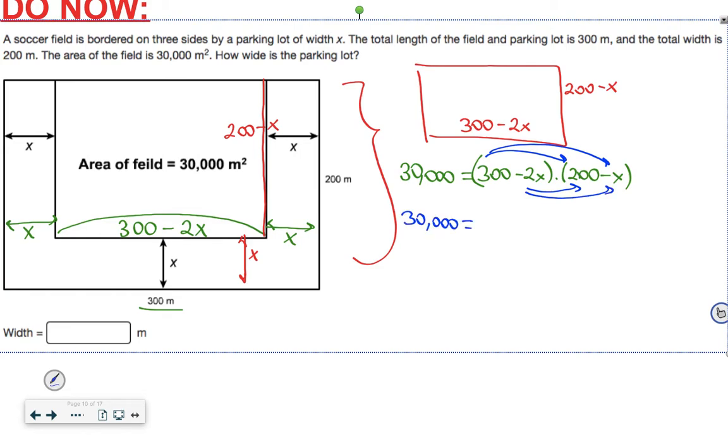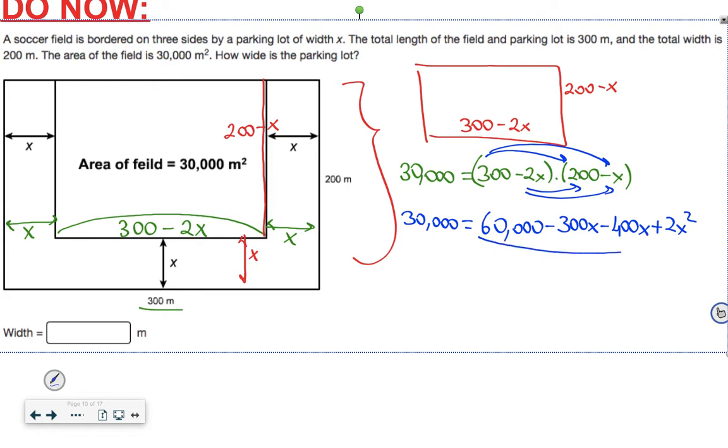You can use a calculator as well, ladies and gentlemen. 300 times 200 will be 60,000. 300 times negative x is negative 300x. Negative 2x times 200 is negative 400x, and negative 2x times negative x is plus 2x squared.